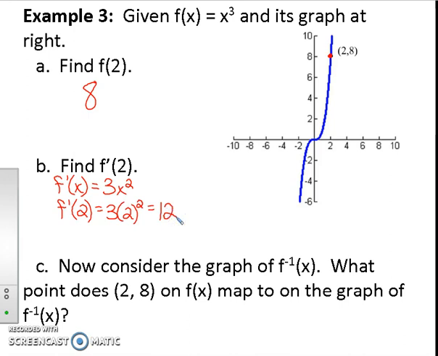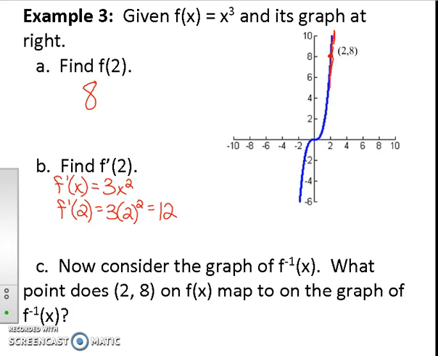And from what we know about derivatives, what that means is that if I was to then sketch a tangent line at 2 through my curve, then that red tangent line there that I just drew would have a slope of positive 12. That also means that the function has a slope of positive 12 at the point (2, 8). Now, part C wants us to think about the derivative of the inverse of f of x. Let's first think about what that would look like.